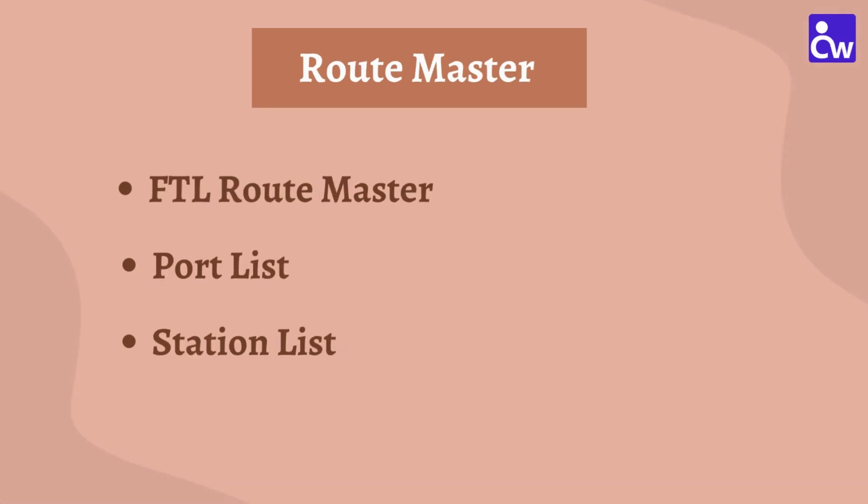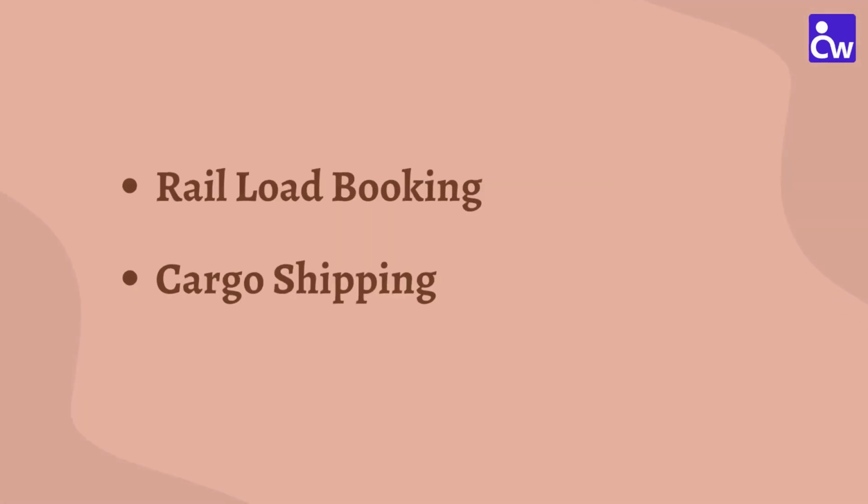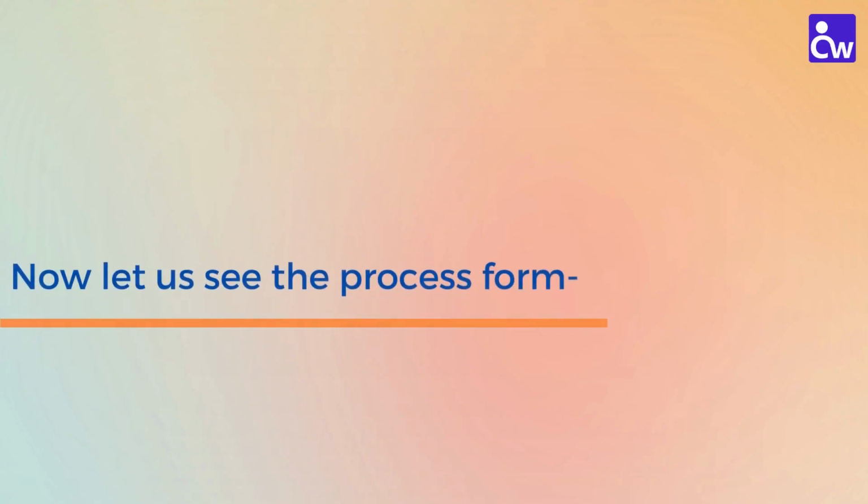Route master has 3 forms: FTL route master, port list, and station list. Also in category, there are 4 forms: consignee category, consignor category, driver category, and vehicle category. After that, rail load booking and cargo shipping are also 2 important forms. Now let us see the process form.